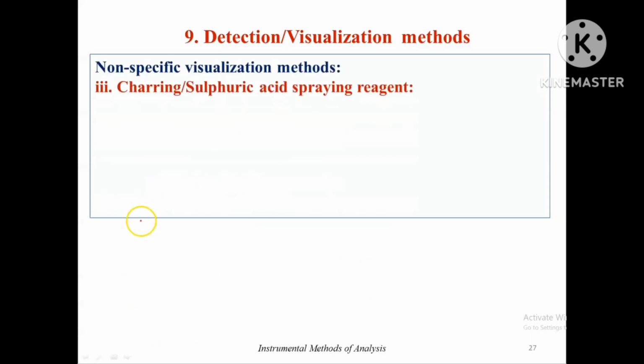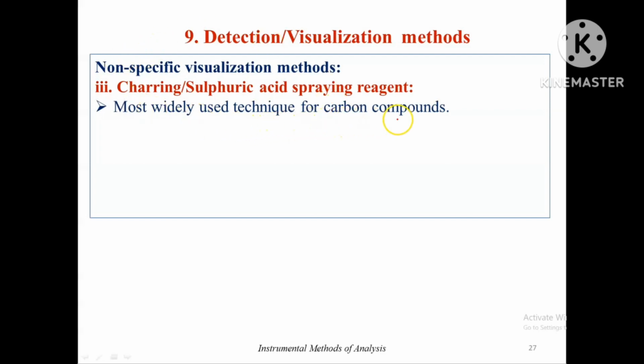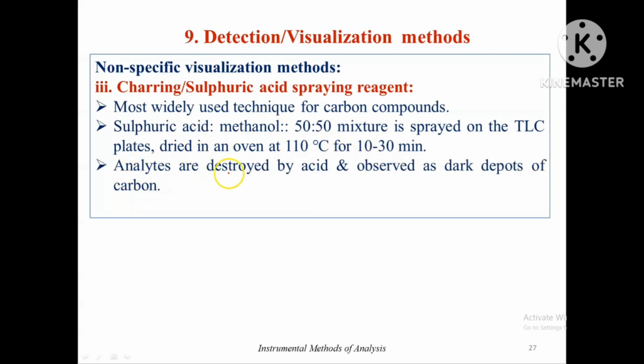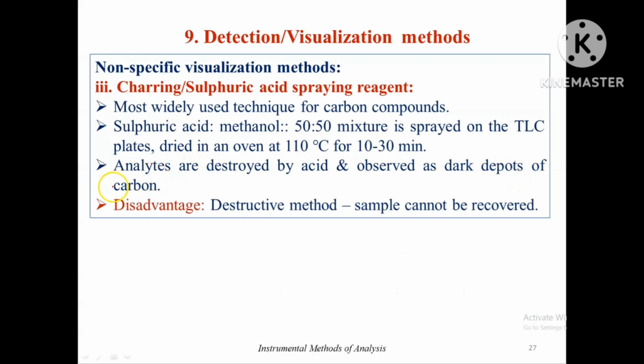The third non-specific visualization method is known as the charring method, where sulfuric acid spraying reagent is used. It is the most widely used technique for the identification of carbon compounds. In this, a mixture containing sulfuric acid and methanol in a 1:1 ratio is prepared and sprayed on the TLC plates. Then the TLC plates are dried in an oven at 110 degrees centigrade for 10 to 30 minutes. Analytes are destroyed by the acid and appear as dark deposits of carbon. The disadvantage of this method is that it is a destructive method. Samples cannot be recovered by this method.